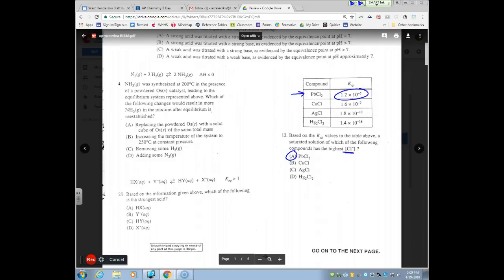This value right here is quite a bit higher than all the other values, especially considering that it has to have that chloride ion squared. So it is going to have our highest concentration of chloride ions because it has the highest KSP.